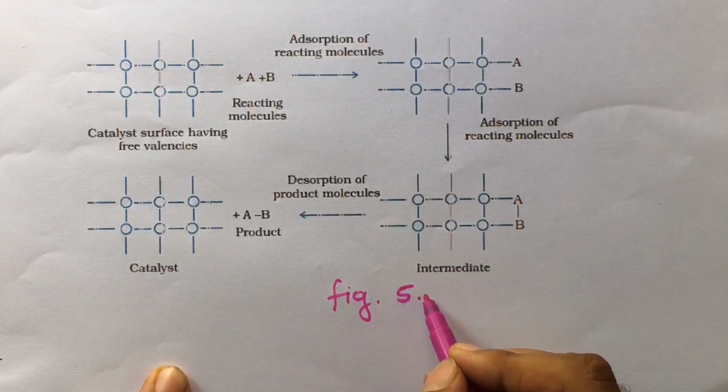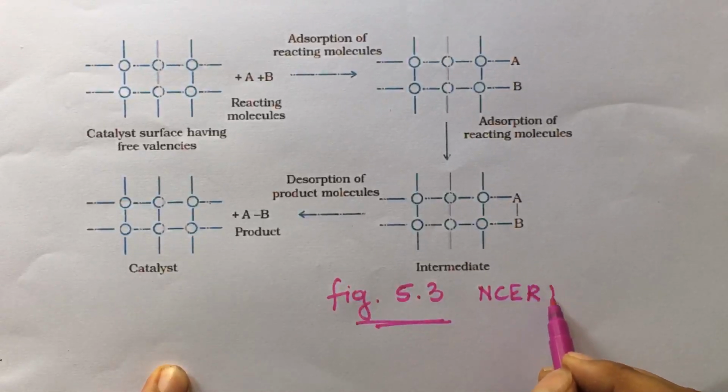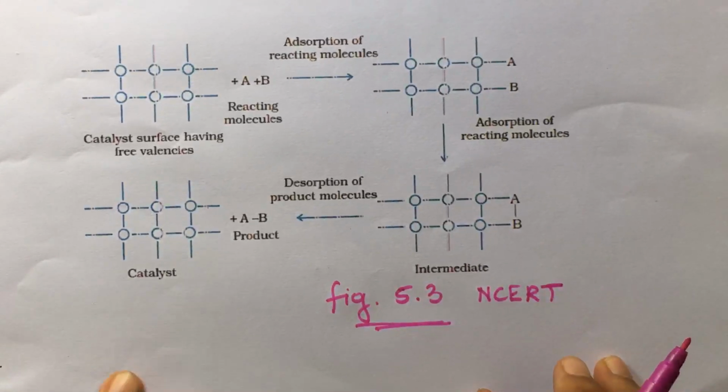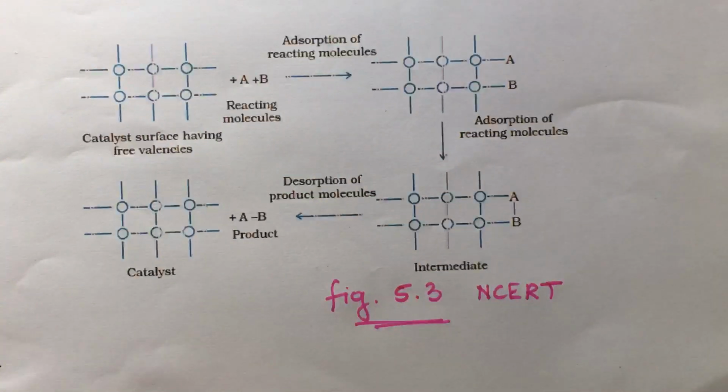Figure 5.3 will illustrate the mechanism of heterogeneous catalysis. They have not shown the diffusion. I have shown you the diffusion as the first step. So a total of 5 steps are there in the mechanism. Is it clear, students? We shall now go for the next part.